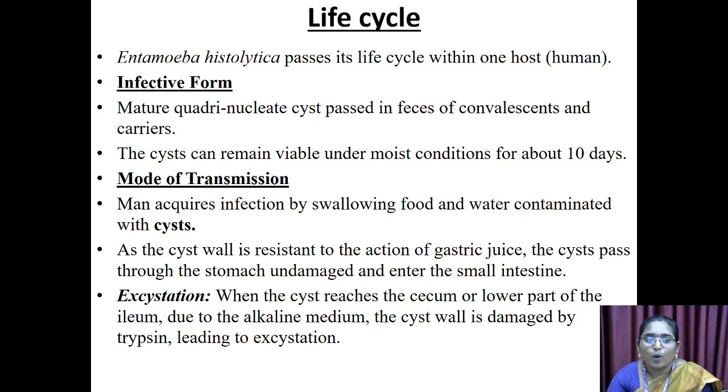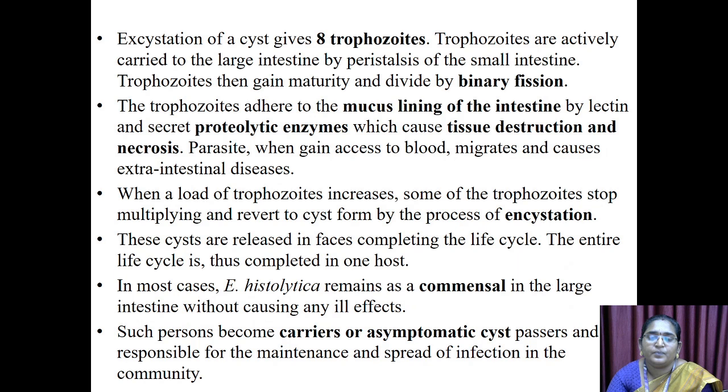As the cyst wall is resistant to the action of gastric juice, the cyst passes through the stomach undamaged and enters the small intestine. Excystation. When the cyst reaches the cecum or lower part of the ileum, due to the alkaline medium, the cyst wall is damaged by trypsin, leading to excystation. Excystation of a cyst gives 8 trophozoites.